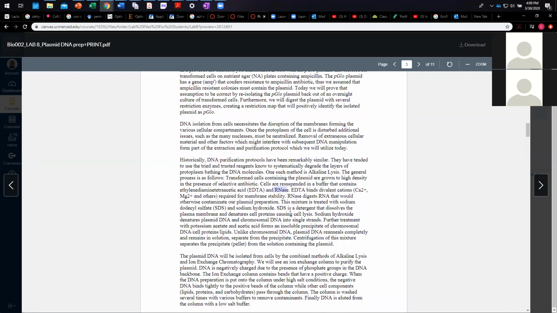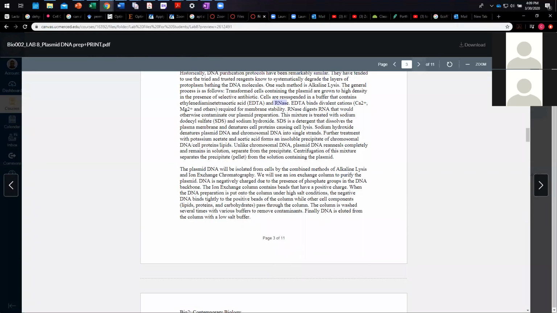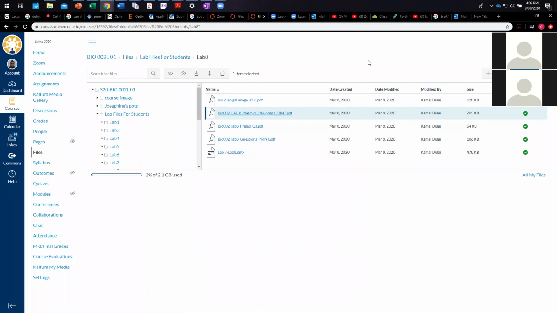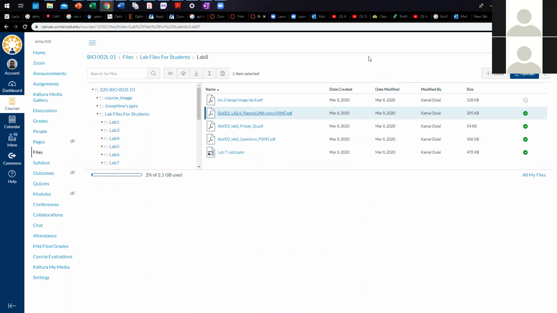So the RNase and EDTA prepare the environment in order to extract the plasmid. Then to extract it, you're going to need a detergent, like soap. Soap messes up any type of membrane. To draw a parallel, for instance with coronavirus, it's useful to use soap to break away the membrane.